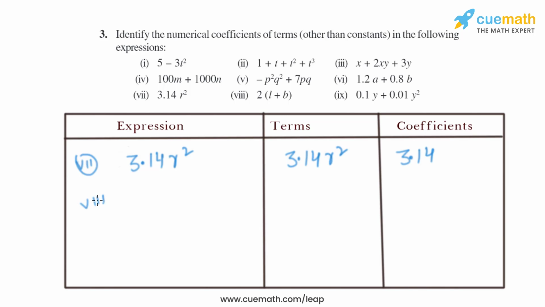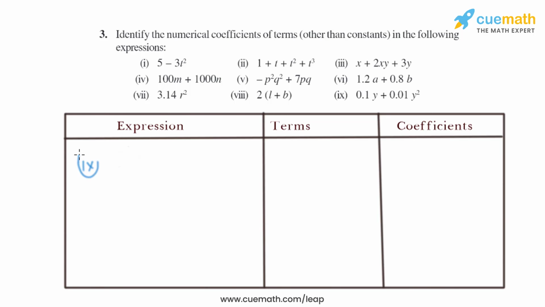In the eighth part, the expression that is given is 2 times l plus b. So when we multiply by 2, it will become 2l plus 2b. So the terms are basically 2l and 2b. As l and b are variables, 2 will be the coefficient of 2l and 2 will be the coefficient of 2b, because 2 is a constant by which we are multiplying. Now let's move on to the ninth part.